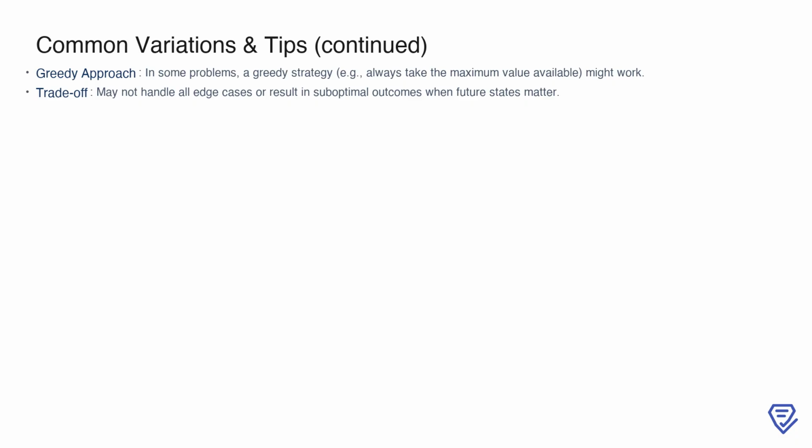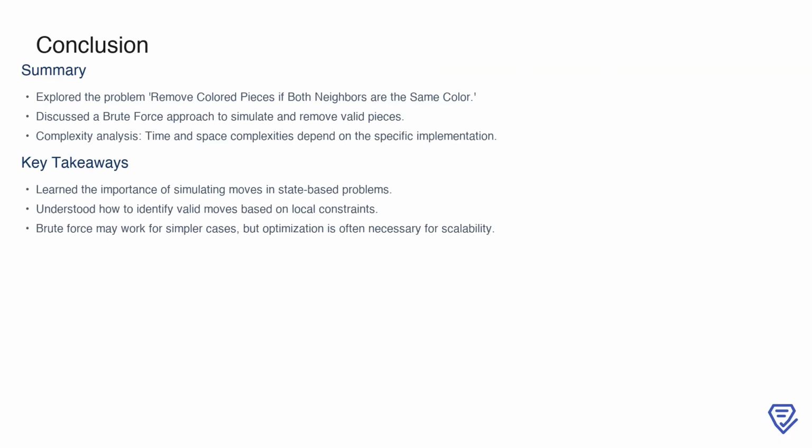In some cases, using a greedy approach can be effective. This involves making the locally optimal choice at each step, such as always selecting the maximum value available. While this strategy can simplify the solution and work for certain problems, the trade-off is that it may not account for all edge cases or future consequences. This can lead to suboptimal outcomes in scenarios where the game's later states depend on earlier decisions. It's important to carefully evaluate whether a greedy approach is appropriate for the specific problem you're solving, as it may not always guarantee correctness.